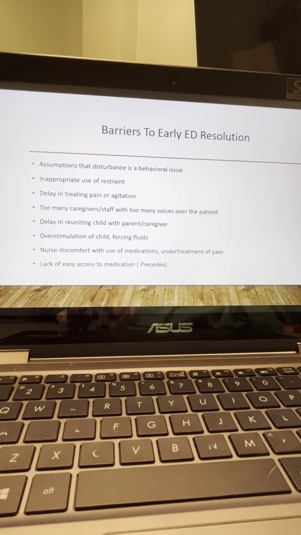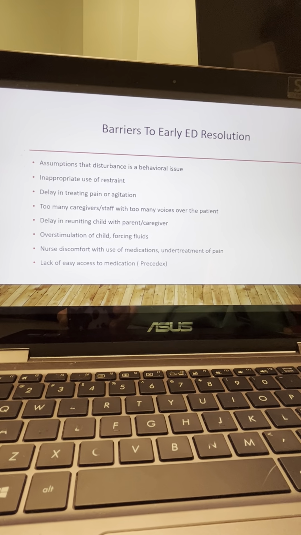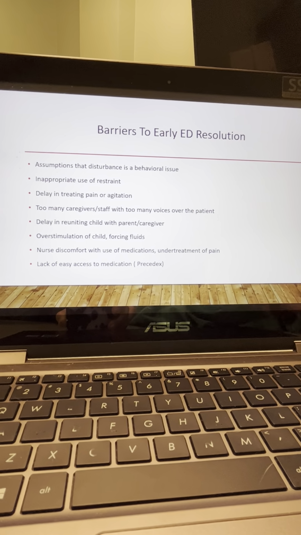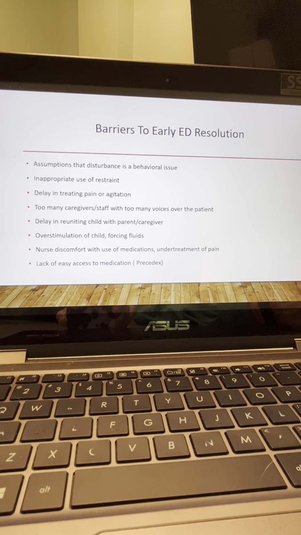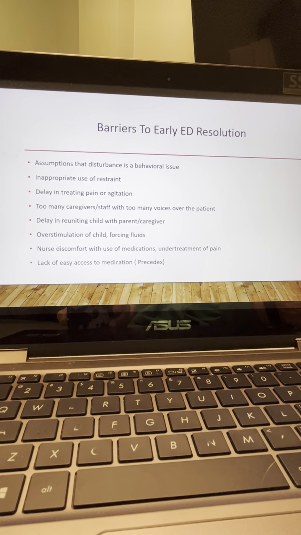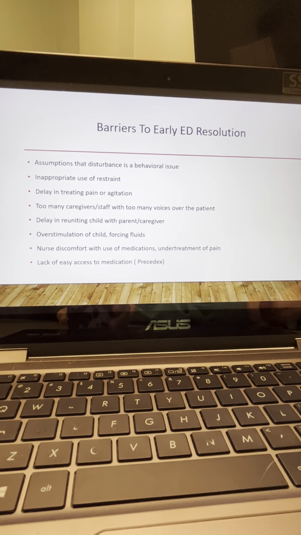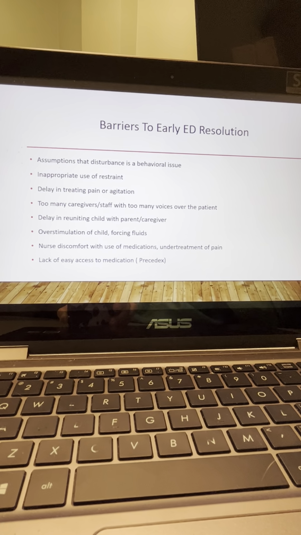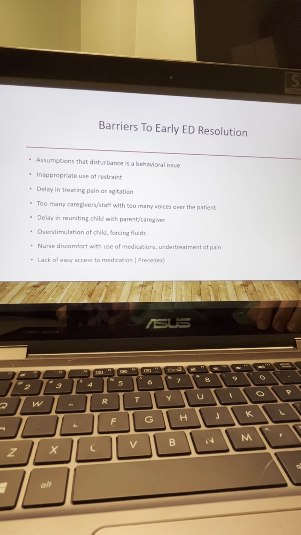Nurse discomfort, the use of medications under treatment of pain. So we need to try to get more comfortable giving Precedex right off. Best thing about Precedex is that it has pain management properties too. So if you're not sure your child's in pain, if you think they're just delirious, pain versus delirium, give Precedex. You're gonna help both. So it's a twofer. Precedex is now in the Pyxis in PACU, so it's much easier to access.